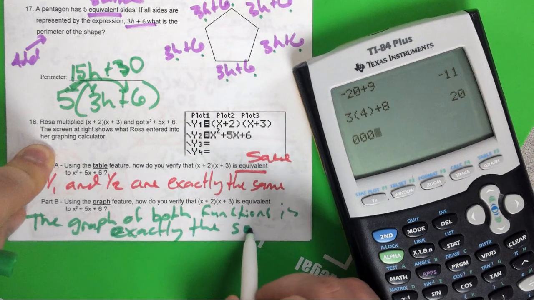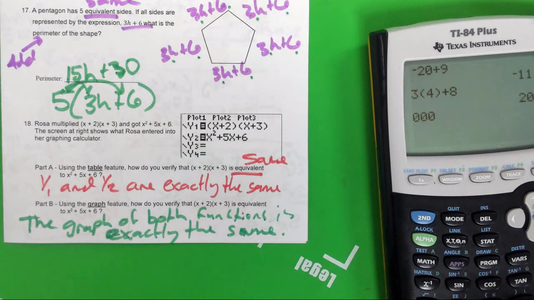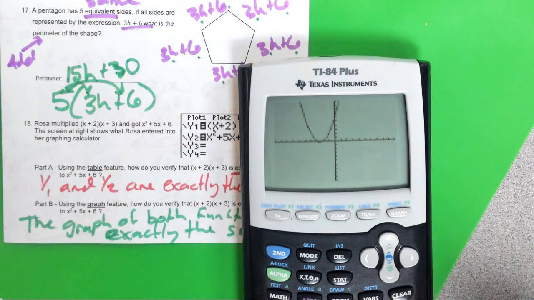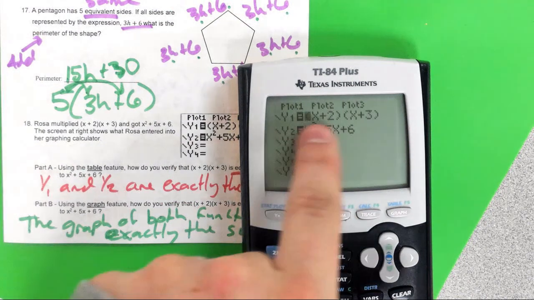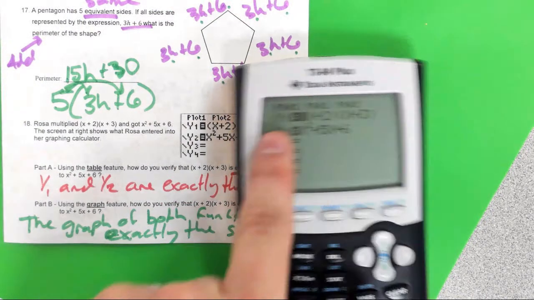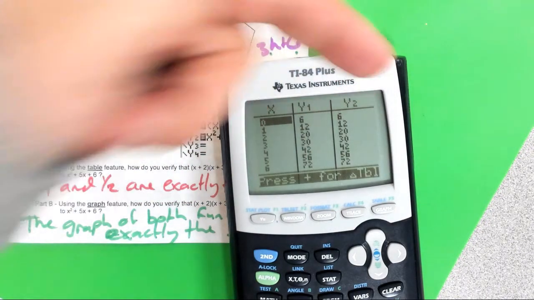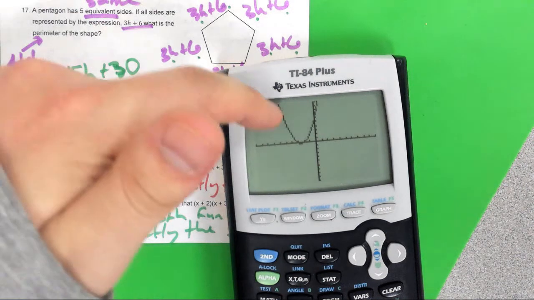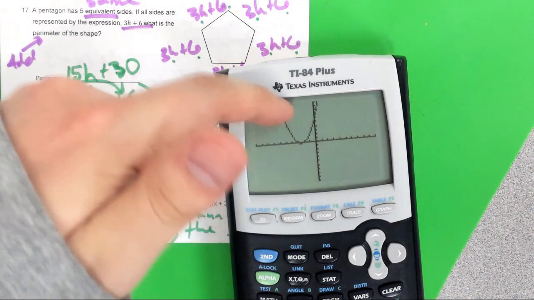Okay, that's the idea. That's how we can check our answers. If we plug the answer that you got into the calculator, and you look at your table, you should notice y1 and y2 are the same. That's a way to verify your answer is correct. And also, if you look at your graph, you should see nothing but one graph because they're exactly the same. They're on top of each other.